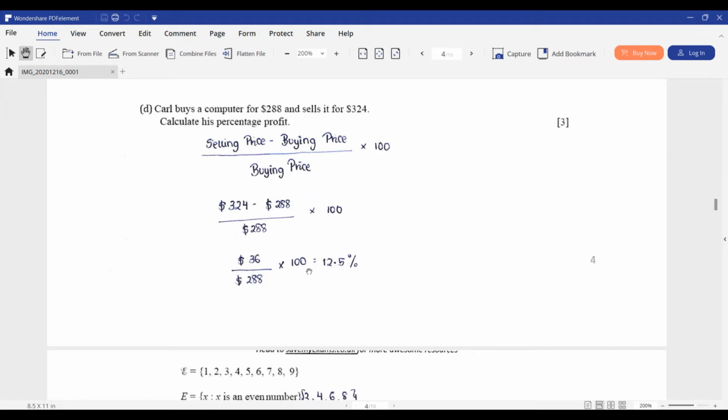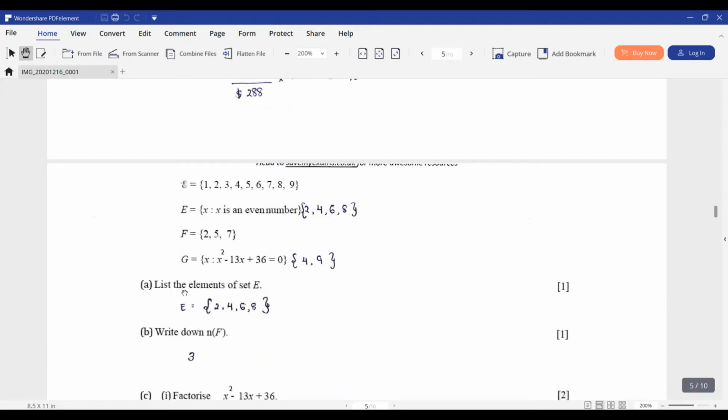The reason there's no dollar sign at the end of the answer is because it's dollars divided by dollars, so the dollars cancel out and it's just 36 over 288 times 100. If you multiply anything by 100, it's basically a percentage. So your answer should be 12.5%.